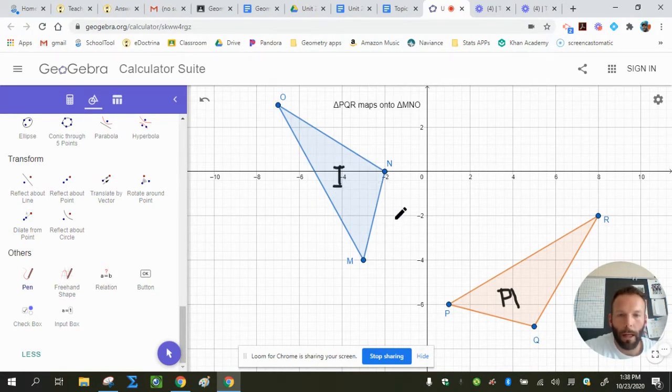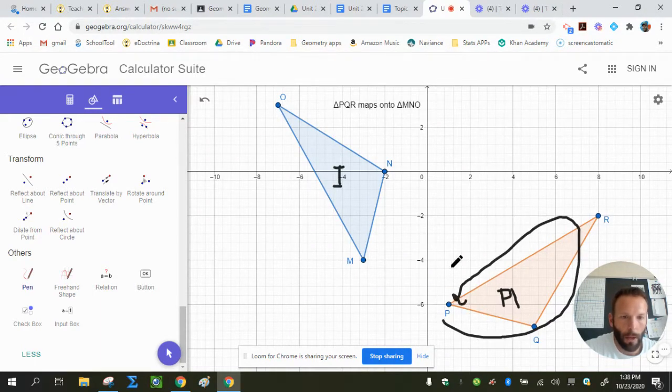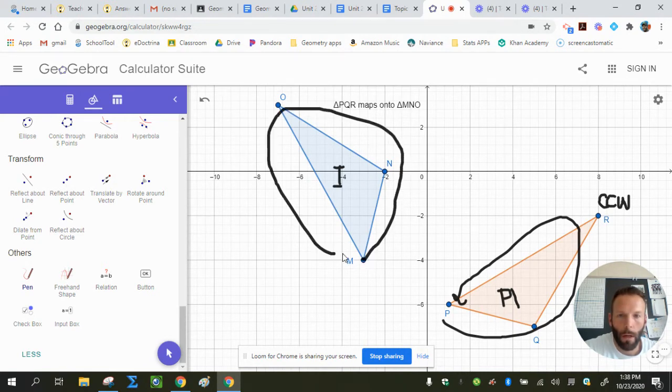Okay, and then second, after I decide what came first and what came second, the second thing is to decide what's the orientation of both. So I'm going to go PQR around here, and that one is going the opposite direction of the clock. So this is a counterclockwise orientation. And then MNO also goes the opposite direction the clock hands go. So this is also counterclockwise.